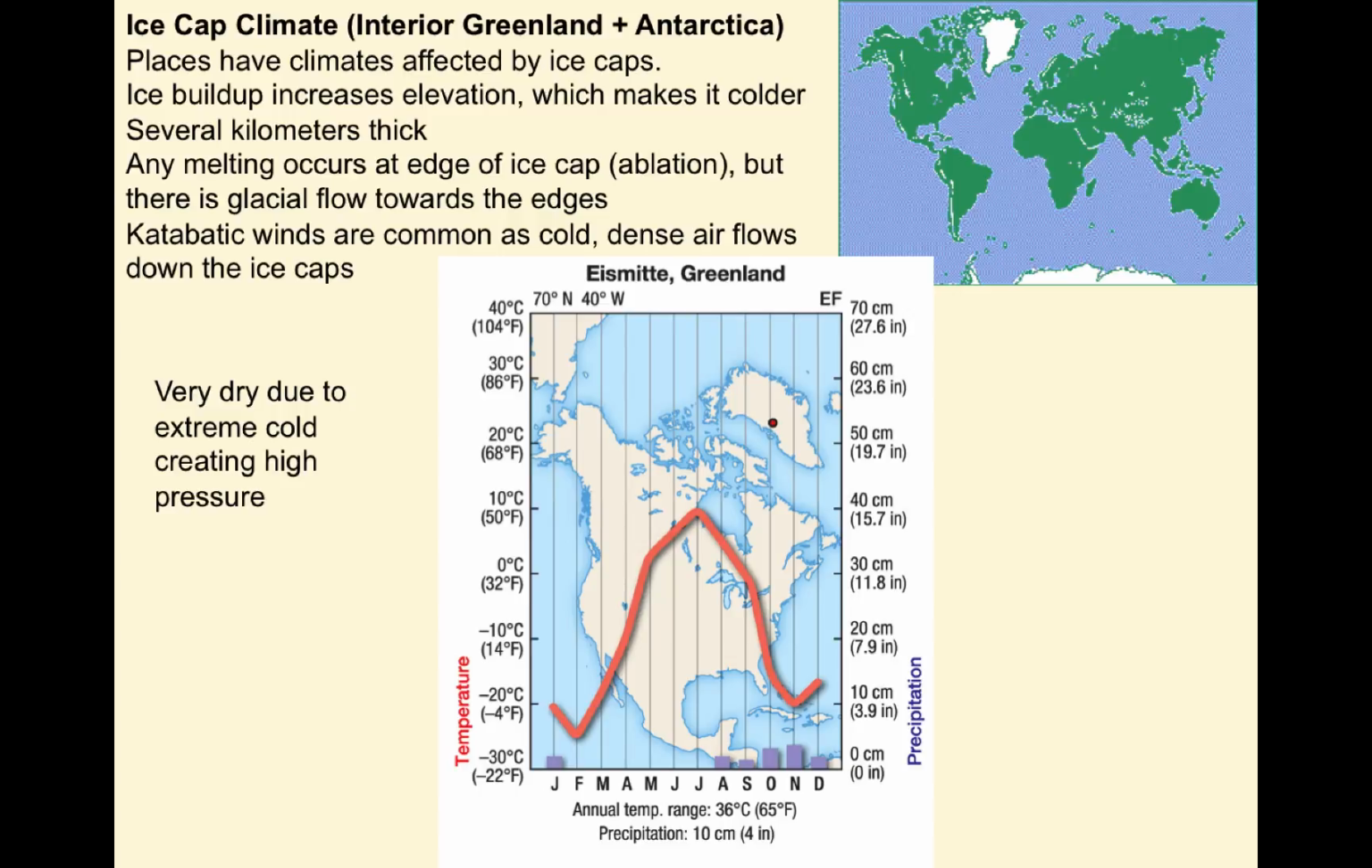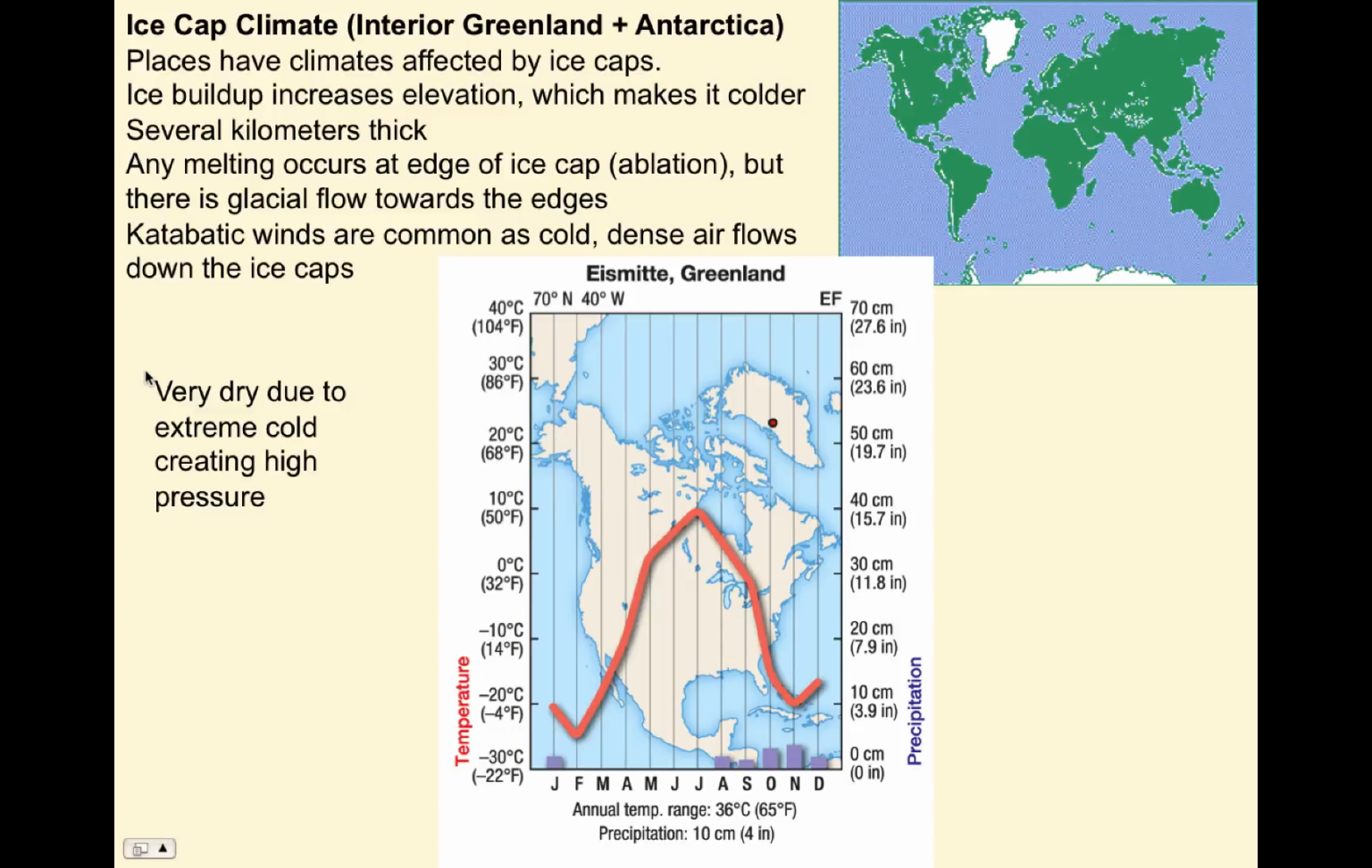Also, there's an accumulation zone in the center of the dome of the ice cap. As it accumulates, you get more and more weight that adds pressure. You get that basal stress trying to push layers of ice towards the coast, where they can either fall off in calving events or get melted out in the ablation zone. Katabatic winds are very common as cold, dense air flows down the ice caps to the coastal areas.